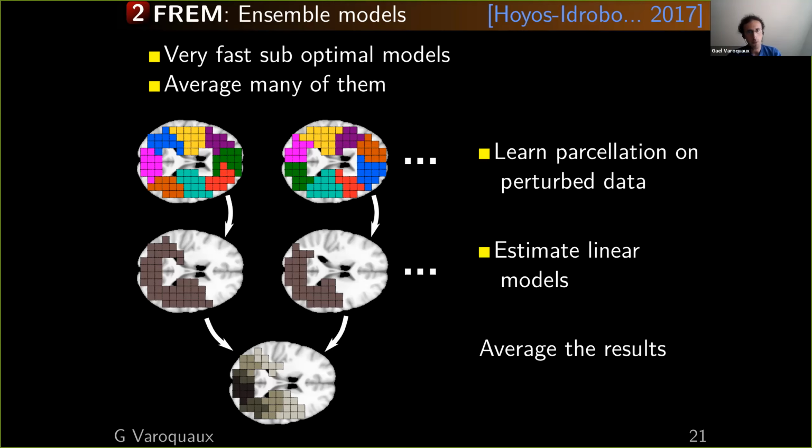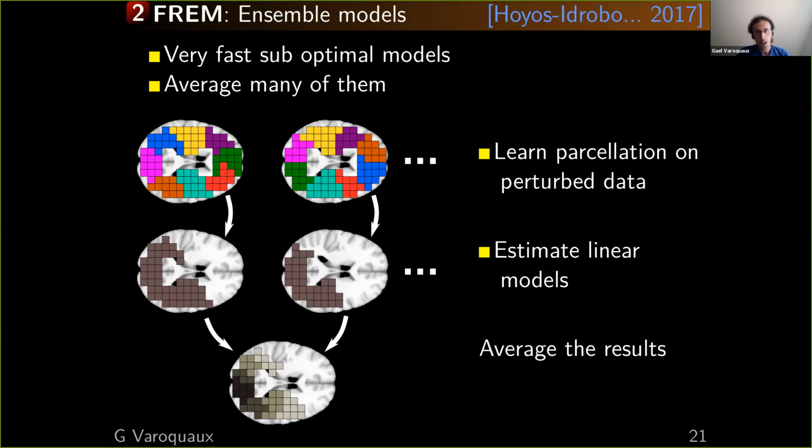To capture this idea of functional units, we're going to learn parcellations of the brain by some fast clustering. We're going to estimate linear models on those parcellations, and we're going to average the result. We can do this many times, and each time we perturb the data a bit. So each time we get slightly different parcellations, and so slightly different sparse linear models, and the result is basically a combination of all this.